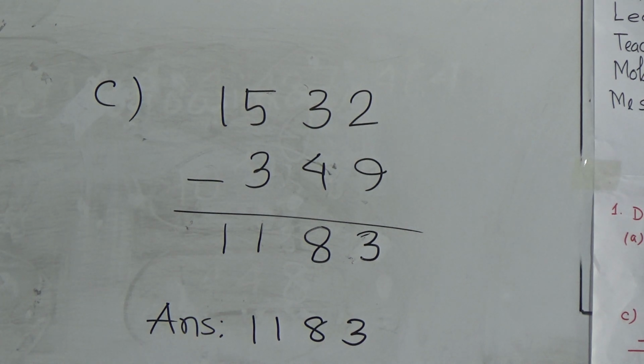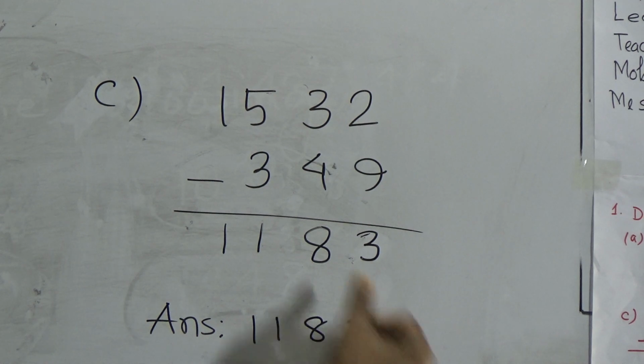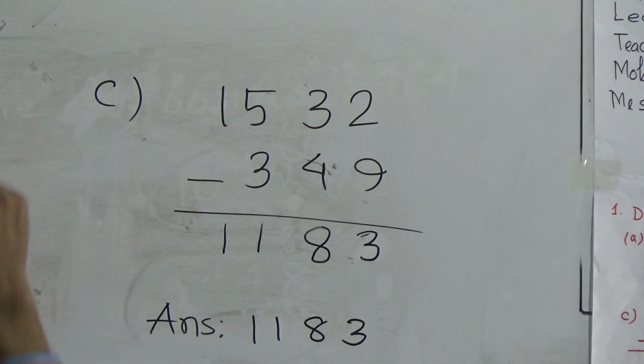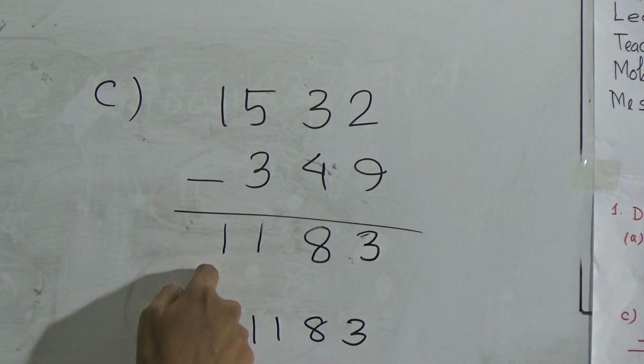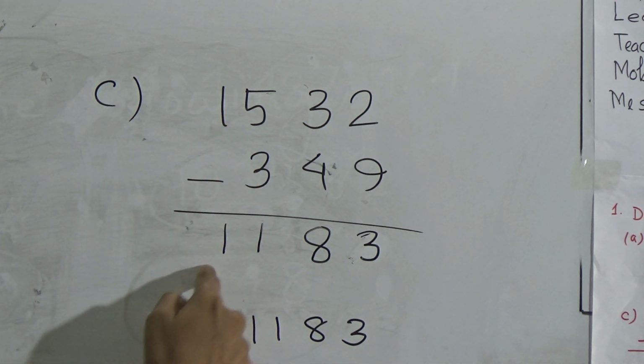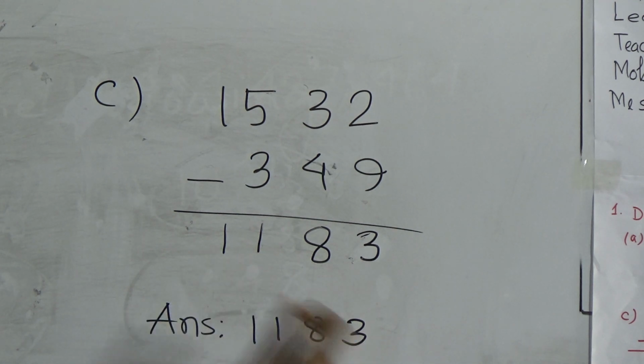Okay, so you add that 1 to 3. That means 3 plus 1, 4. Now you subtract this 4 from 5. 5 minus 4 equal to 1. And 1, 1. There is no number. So 1 remain same. This is the answer.